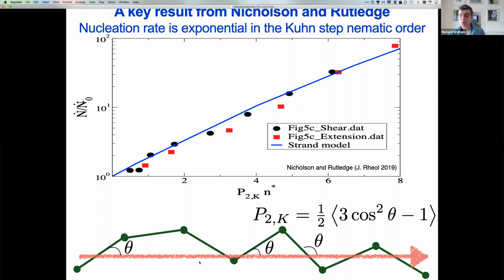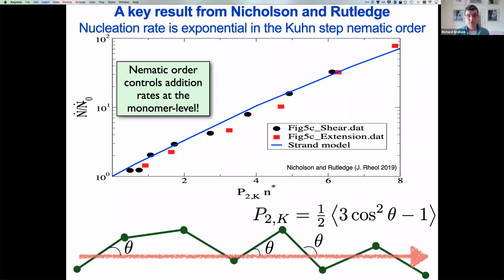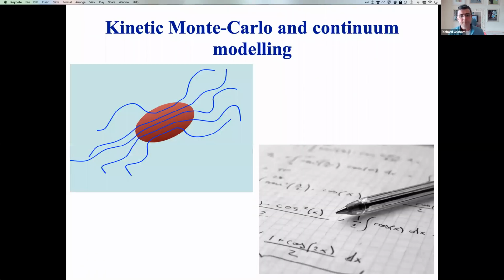And they showed that this quantity was the best at collapsing their simulation data. So we took this idea and we checked that our simulations were consistent with it, and they were. So we took this as one of the key modeling messages, that this order parameter is the relevant one that you should use for how flow affects nucleation. Okay, so that's the first idea that we took from our molecular dynamics simulations.